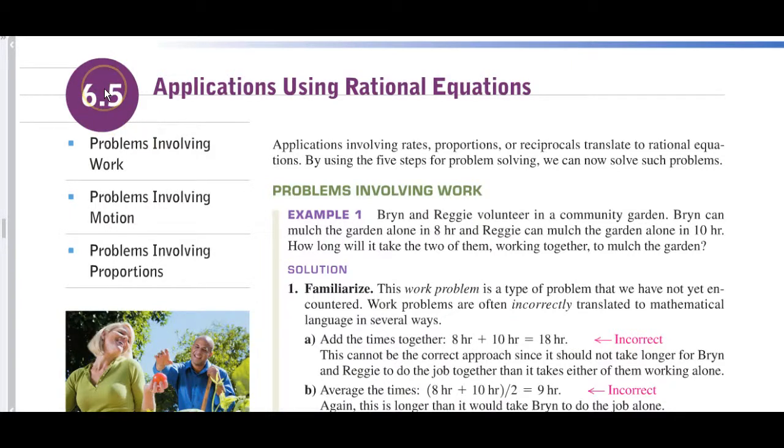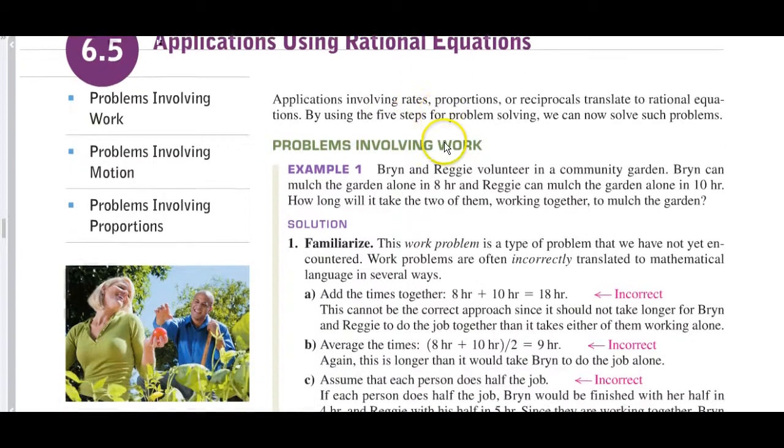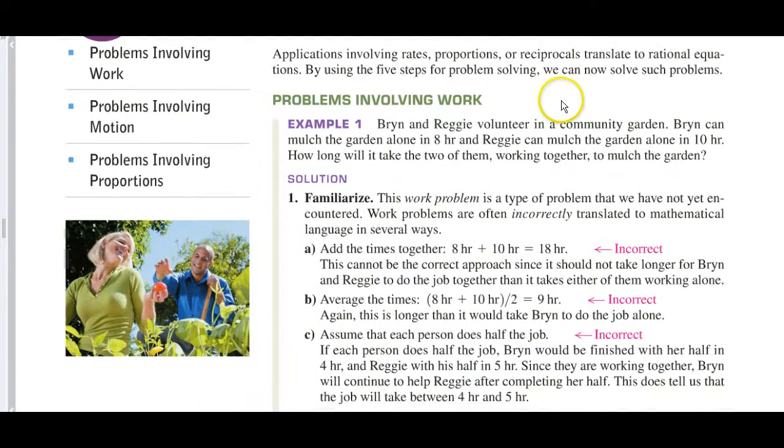So as we go on to section 5 of chapter 6, we're going to look at some word problems using rational equations. One of the most common kinds are those involving work. Again, when we have word problems, there's lots of reading. I would look at the textbook, pause it, read it over. I will give sort of a summary of what's there.